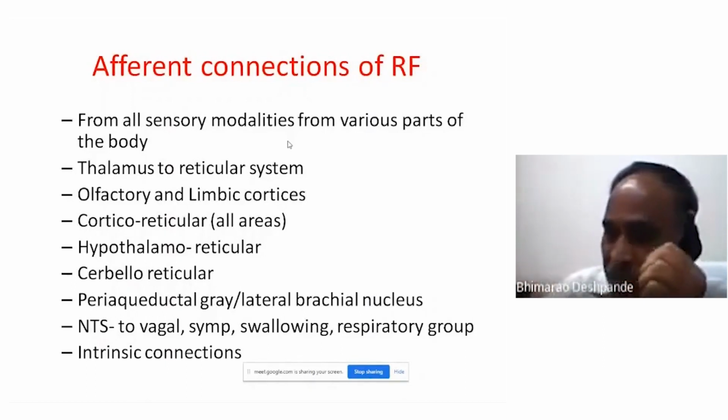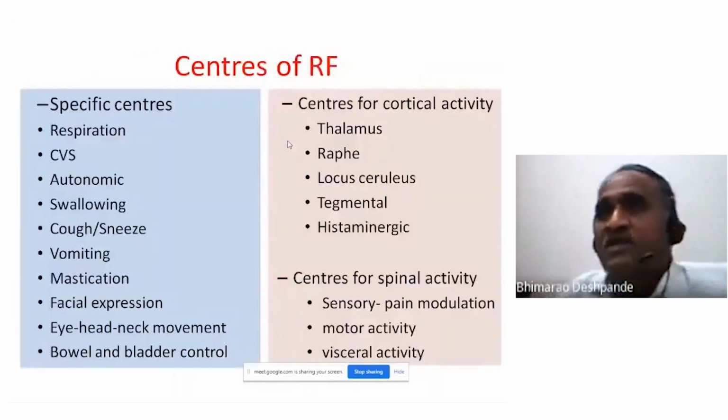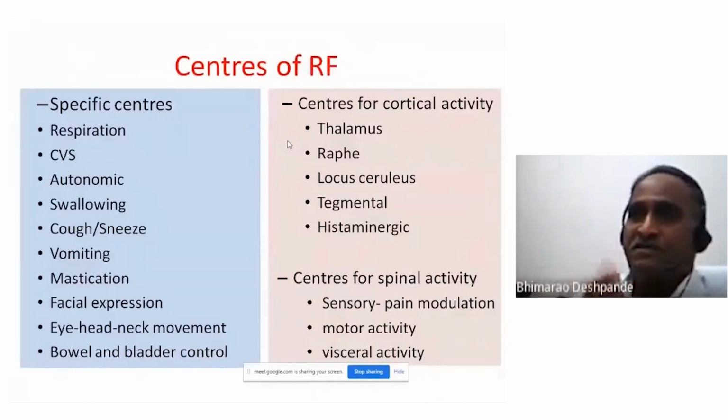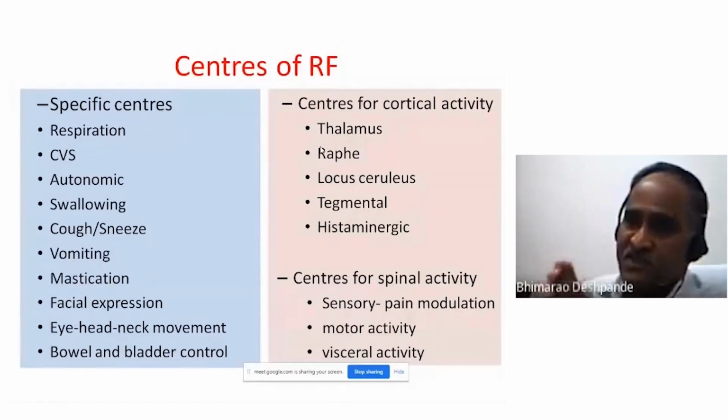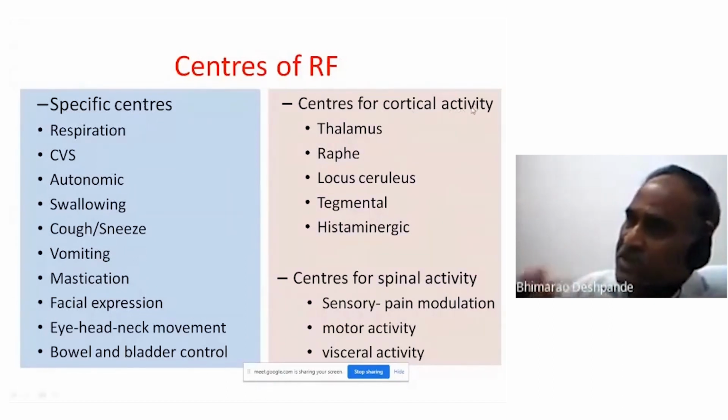So now moving on to the next. So now what are the centers of the reticular formation? Now I have divided them into three groups of centers. One, specific centers. Two, centers monitoring the cortical activity. Three, centers monitoring the spinal activity.